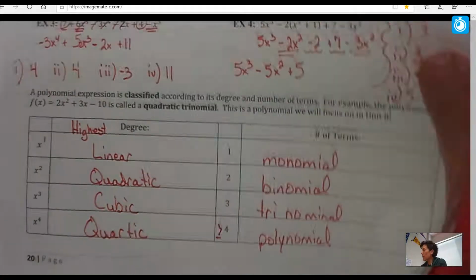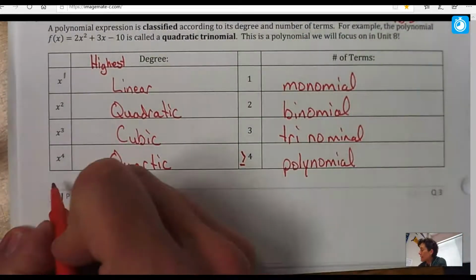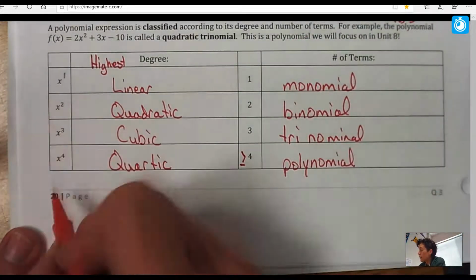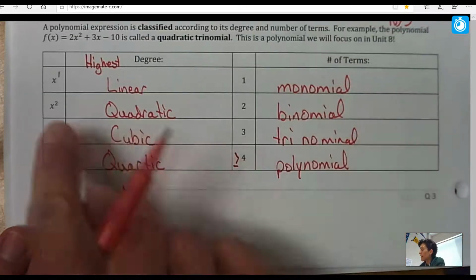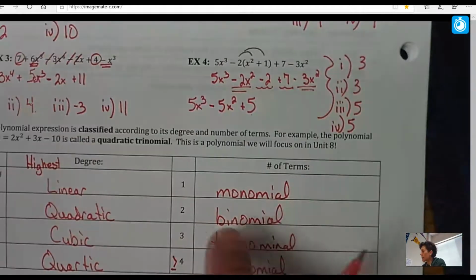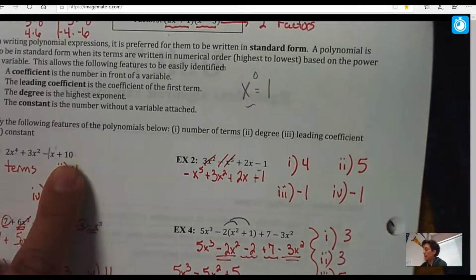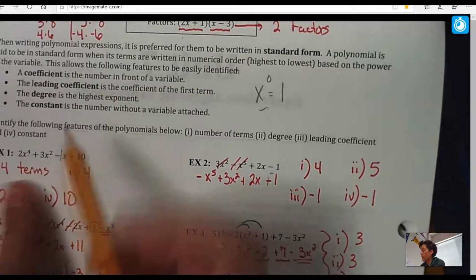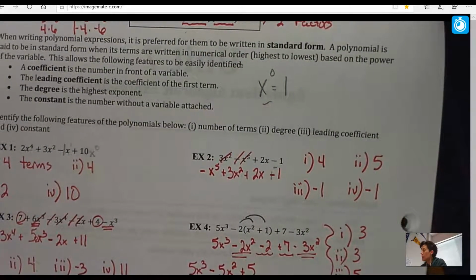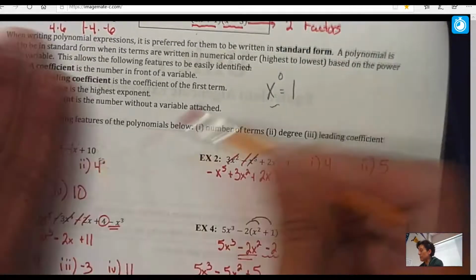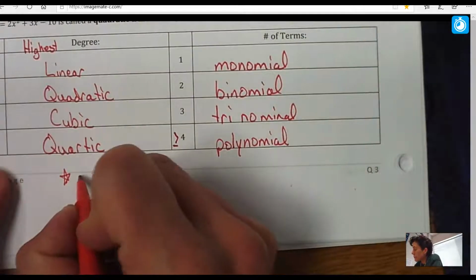So just a few notes. If there is absolutely no degree, like that example that I showed you up here, remember when I said the countdown goes 4 and then it works its way down, and technically there is a 0 there. So if you don't see any x at all, and it's one term, there's a special few names for some of them.